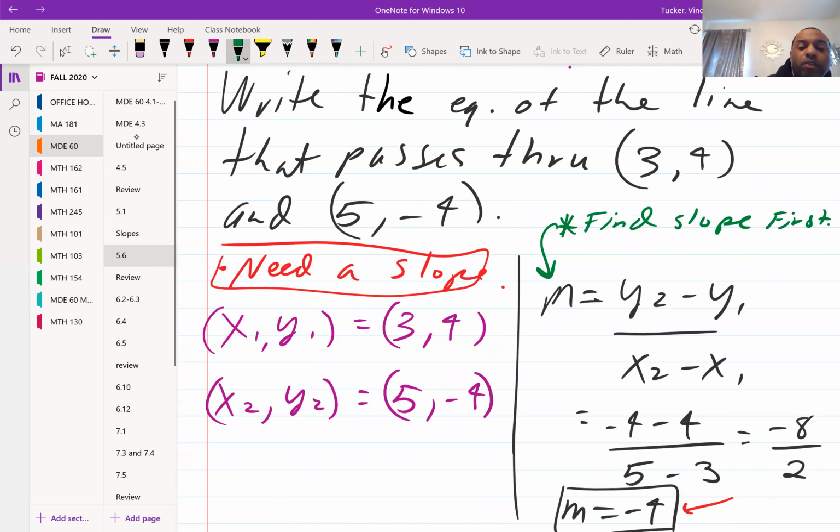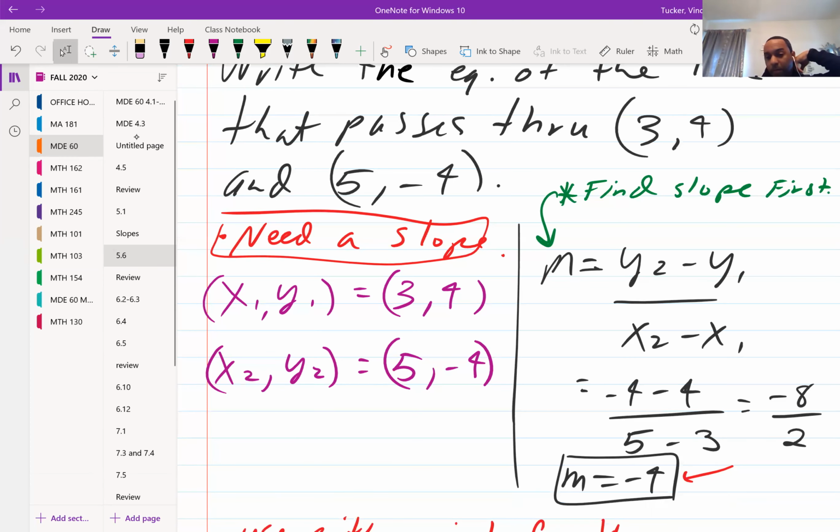So plugging in our values accordingly. Y2 is negative 4, y1 is positive 4, x2 is 5, and x1 is 3. So plugging that in right here, we have negative 4 minus 4 over 5 minus 3, which will give you negative 8 over 2. And m is equal to negative 4.